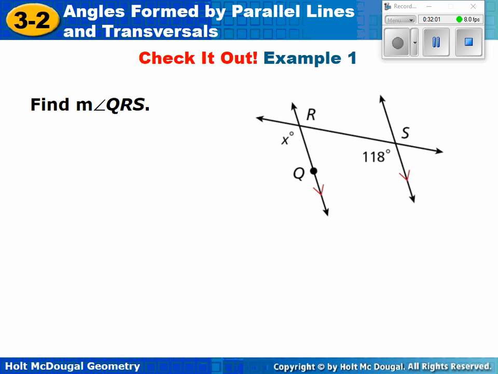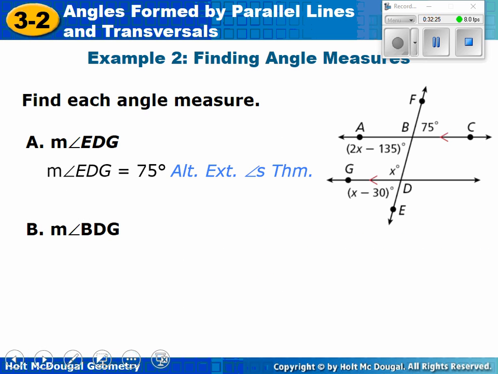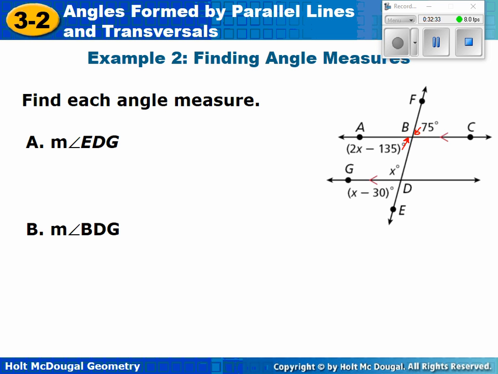There should be 4 on the back, right? Okay, I want you to try the next 3, leaving the last one, and we'll work it together. The next 3, but hold on, let's make sure you understand where things are located because your pictures are smaller. So x degrees is referring to this angle, 118 is referring to this angle. Everybody good with that? Okay, I'm going to skip this real fast. All right, and then this one, 75 is this angle, 2x minus 135 is this angle, x is this angle, x minus 30 is this angle.